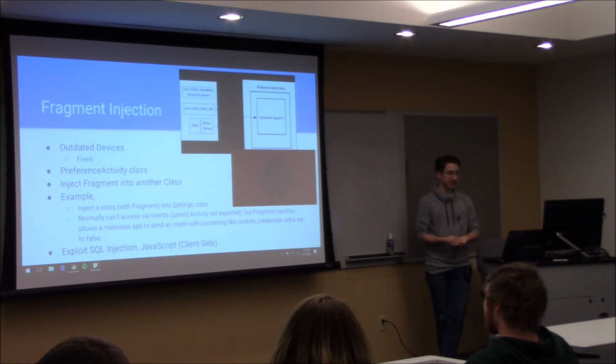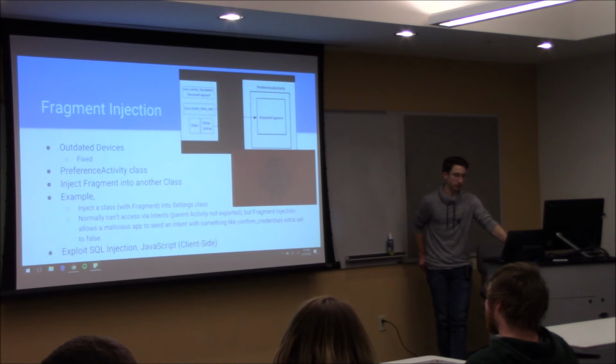There was a settings class that was exported through an app, and after that, it means it's visible, and the attacker was able to inject another class with a fragment to get into that and send something that, for example, this one was setting confirm credentials extra to false, which means that it's not even checking if it's actually signing in, it's just going to let you in the app. So obviously you wouldn't want it to be able to send something in that's able to ignore something like signing in, because that's not how the app is intended to be used.